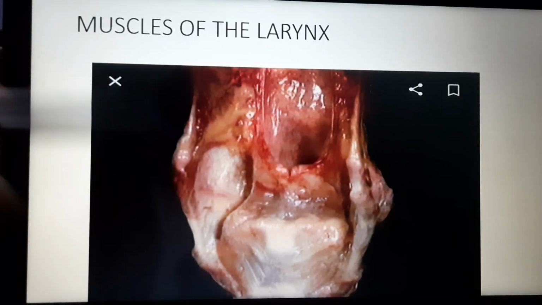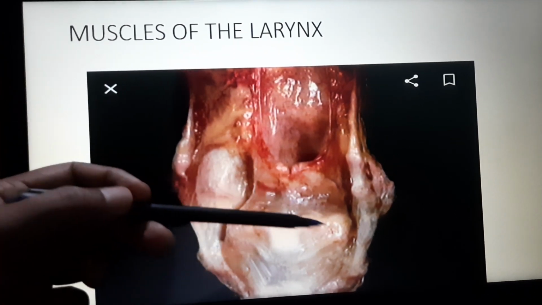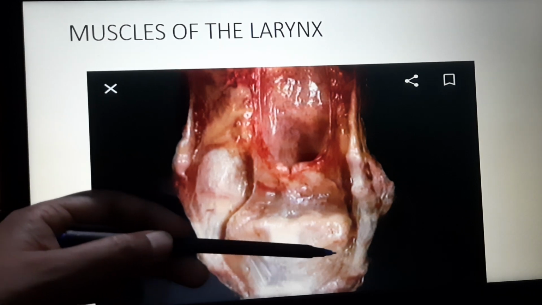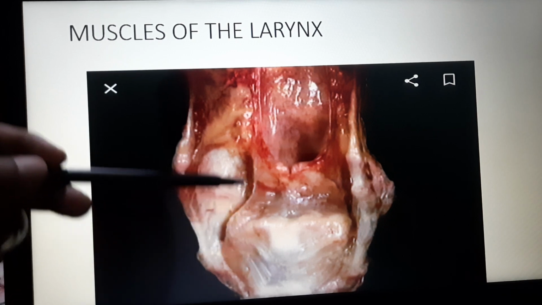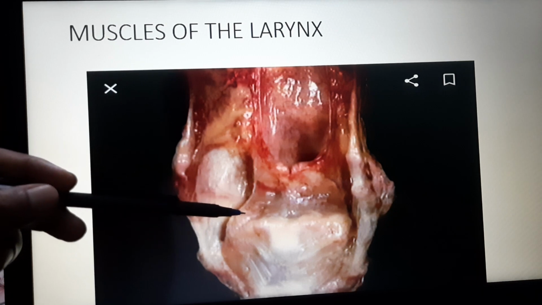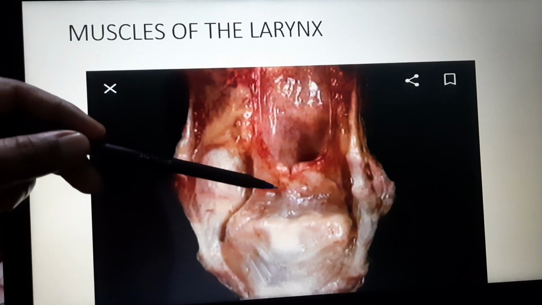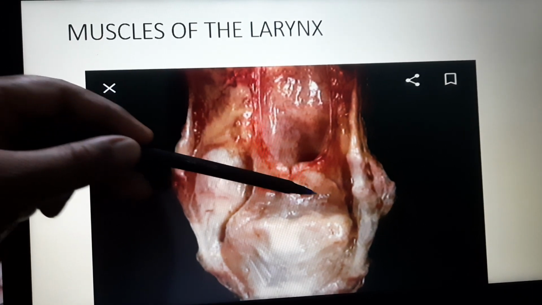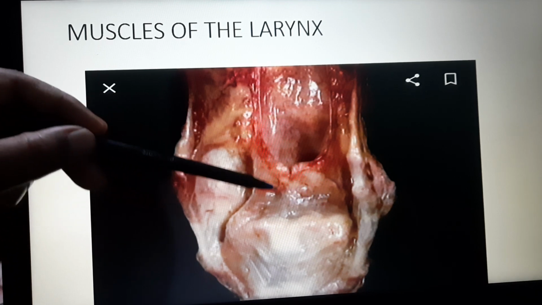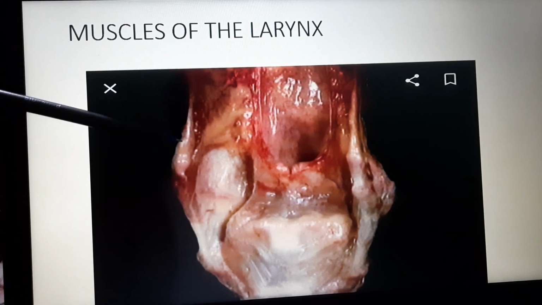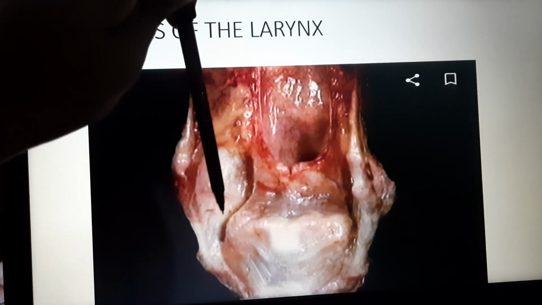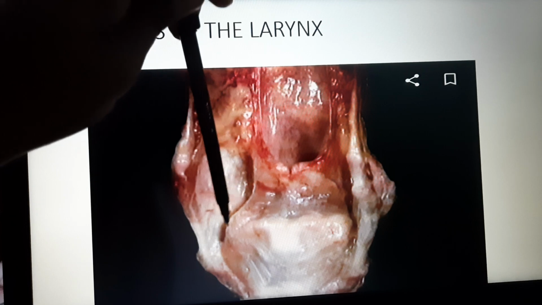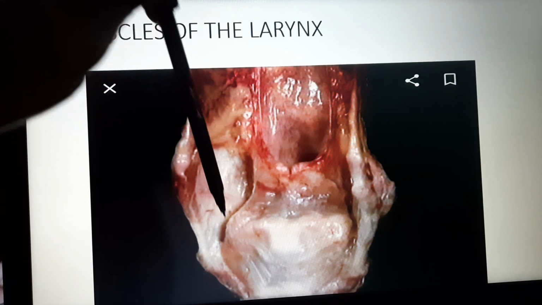You can also see this is the posterior lamina of cricoid cartilage, and there is a muscle, the posterior cricoarytenoid muscle. This is the muscular process of arytenoid cartilage, and this is the posterior surface of arytenoid cartilage. You can see here a transversely running muscle. This is transverse arytenoid. Here you can see this is the lateral thyroid ligament, and this fossa, this space, is called the piriform fossa or piriform recess.